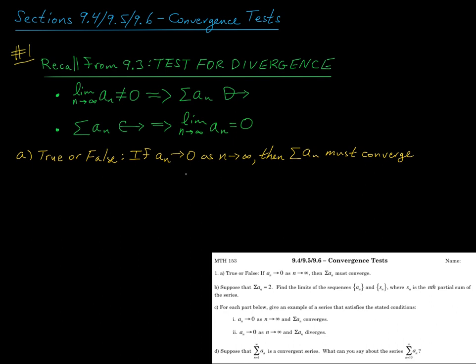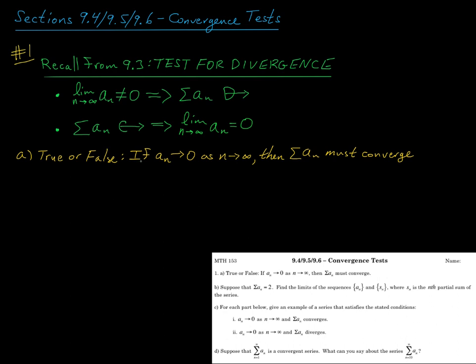It says, true or false: if a sub n approaches 0 as n approaches infinity, then the series of a sub n must converge. Now we have to be really careful. Here in part A, we're assuming that a sub n approaches 0. And notice that in neither one of these statements above is the assumption that a sub n approaches 0. Now, a sub n approaching 0 is the conclusion of the second statement, but because it's not an assumption of either one of these statements, these two statements in fact say nothing about whether or not what we see in part A is true or false.